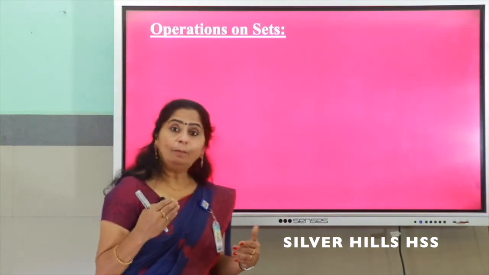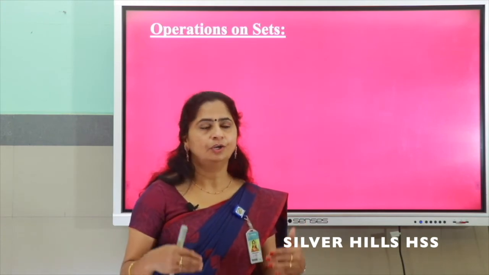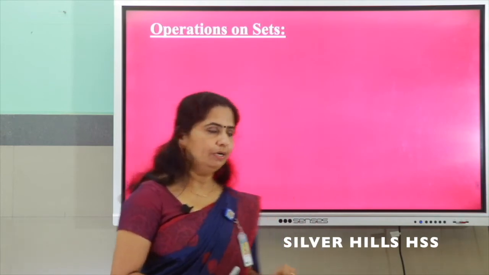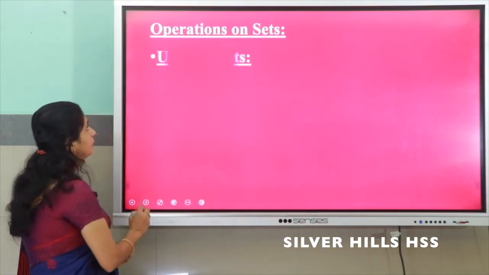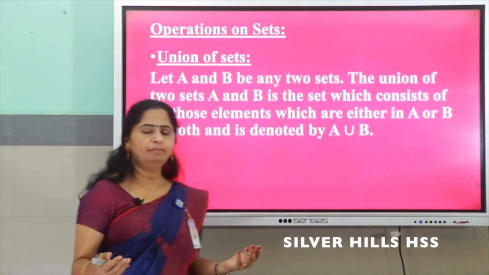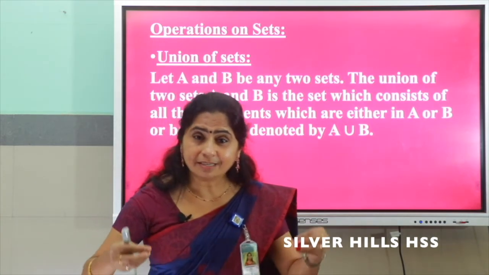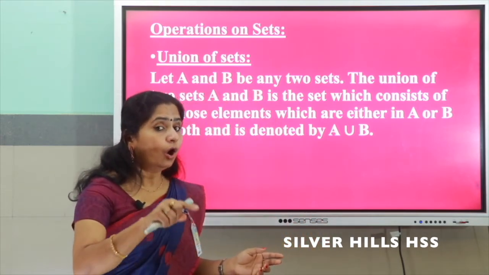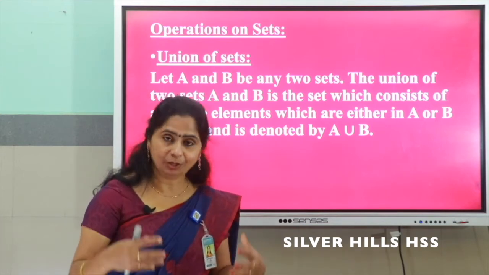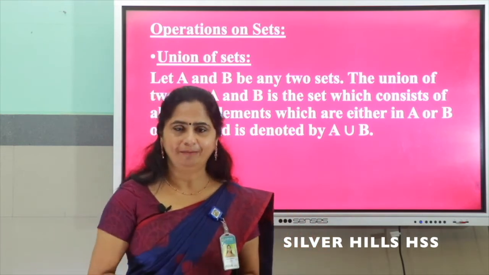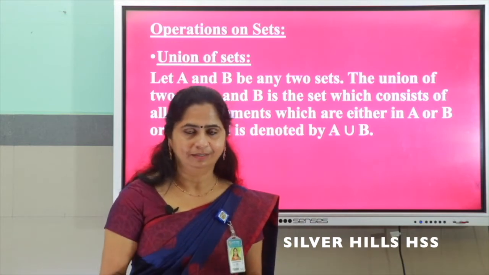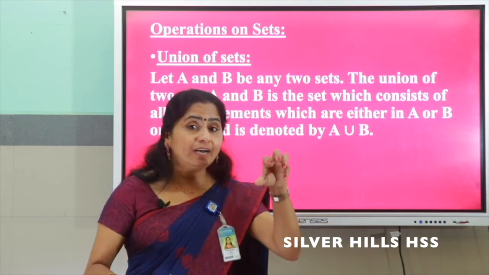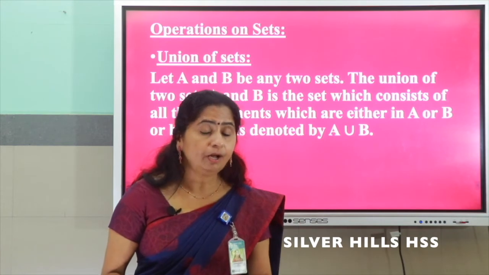Now, let us see some operations on sets. There are some operations like union of the sets, intersection of the sets and difference of the sets. Let us see one by one. First one, union. So, what do you mean by union of the sets A and B? The union is defined as the set of all those elements which are either in A or in B or in both. In other words, you are going to unite all the elements, union, coming together, bringing together. You can remember it in that way. So, the set of all those elements which are either in A or in B or both.